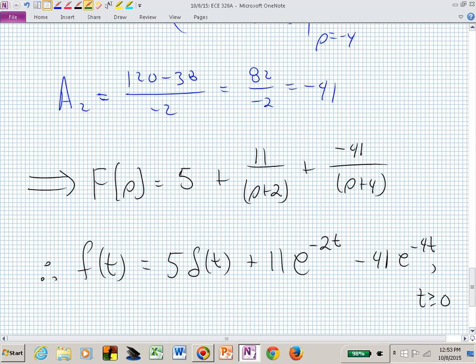And what does this now look like as a waveform? How long will you have to wait before you no longer see little f of t? Which of those exponential decays are the slowest? The e to the minus 2t is decaying slower than the e to the minus 4t. The 5 delta, that happens in an instant. If we're just looking at f of t, now we can concentrate on this 11 e to the minus 2t.